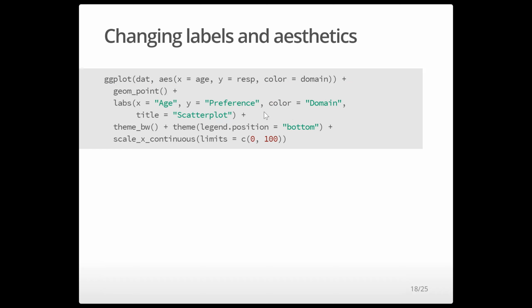So that changes the axis labels in the legend title. Then I'm going to call theme_bw after another plus to get rid of the gray background. And then I'm going to move the legend to the bottom by calling legend.position inside of theme. And then finally, I'm going to scale the x-axis so it goes from 0 to 100.